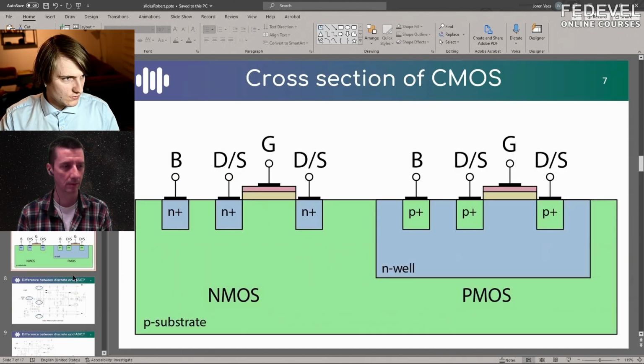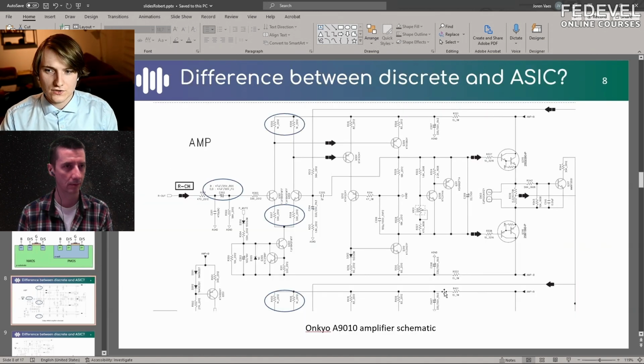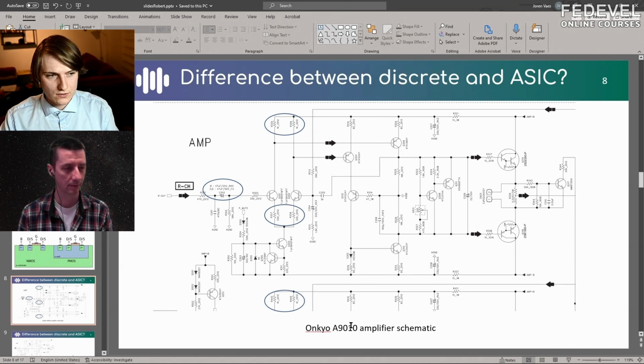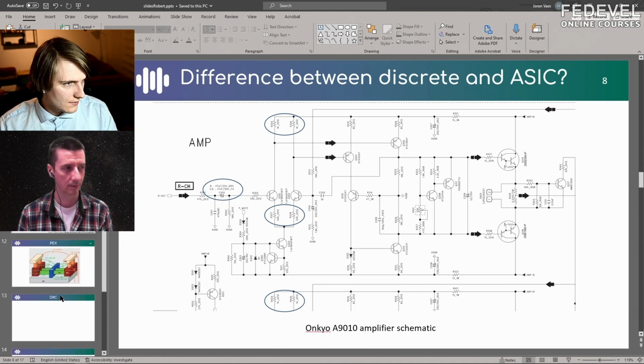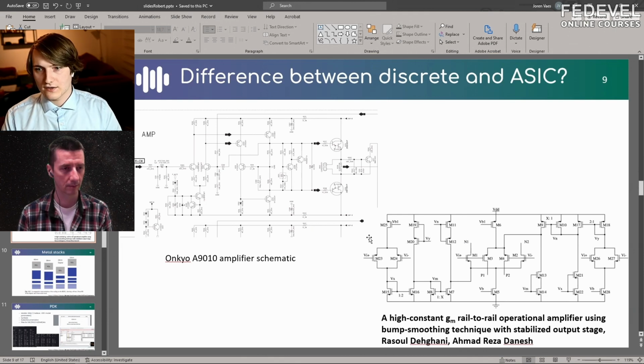This is a cross-section. We discussed this. And here is a slide I had. This is what a PCB level analog design would look like. This is a schematic that I took from an Onkyo audio amplifier. On the PCB, you have lots of resistors and a few transistors. If you were to implement this on a chip, you would design it without any resistors, because resistors are very bad, which we can come back to later.